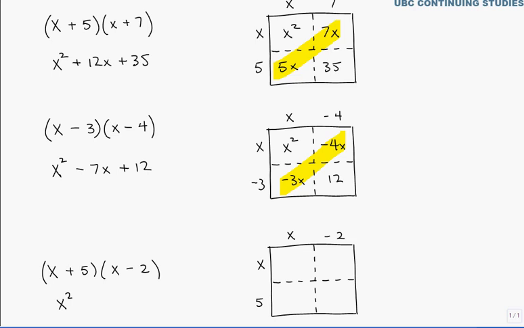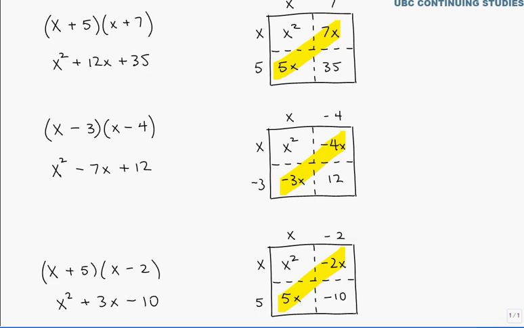This last one should be the sum 5 and negative 2 is positive 3. The product of a positive and negative is going to be negative, and it's negative 10 in this case. So let's see what happens on the right here. This is x squared. This is negative 2x. This is 5x, and this is negative 10. And these two are like terms along the diagonal. They combine to give me my 3x. And so everything works out.